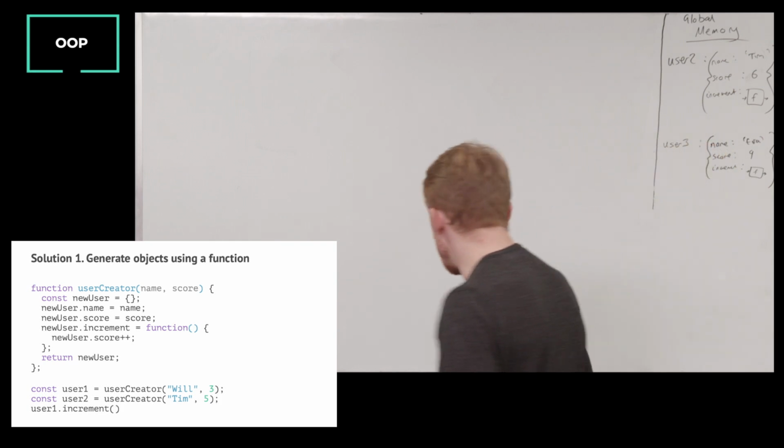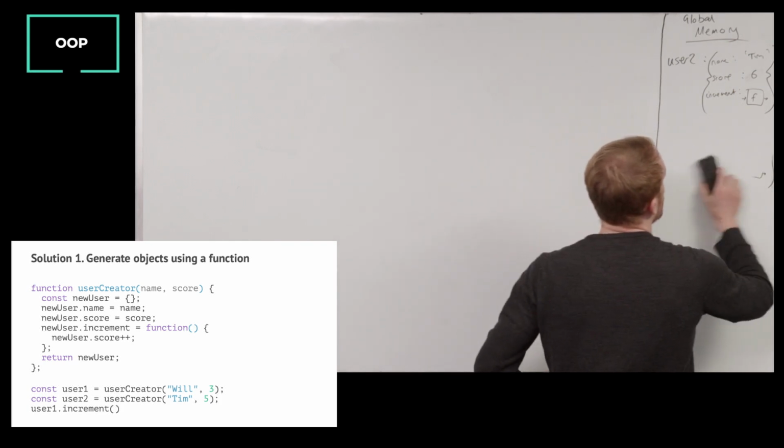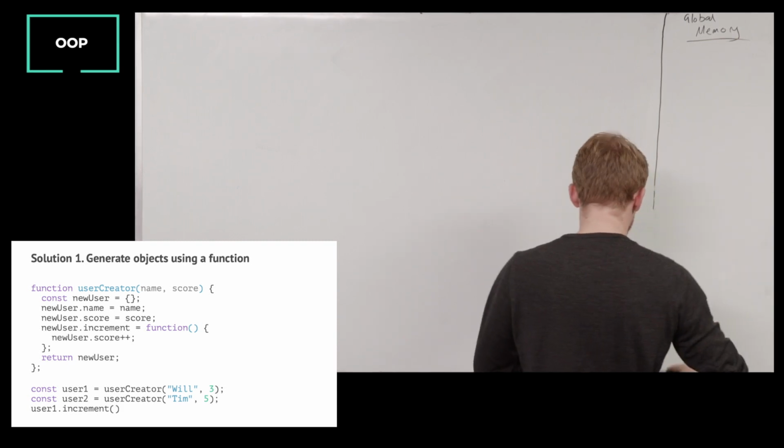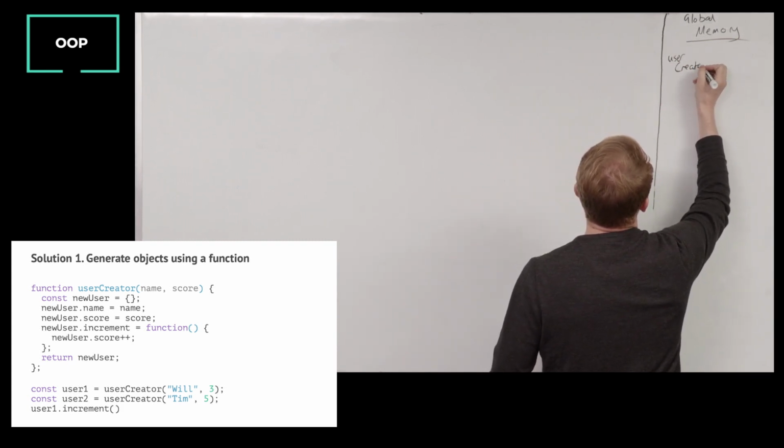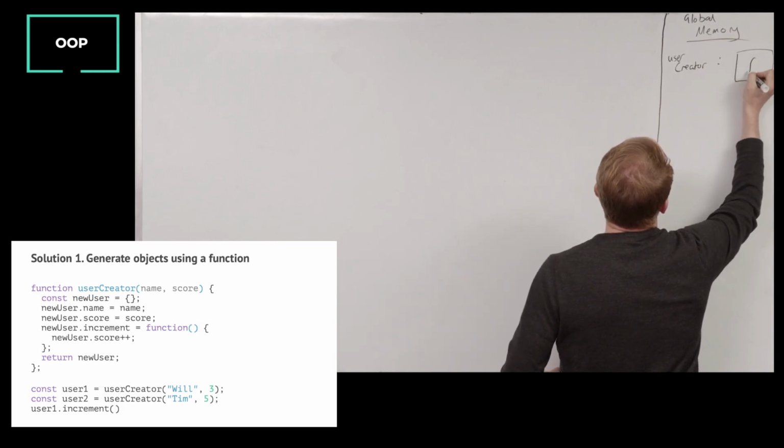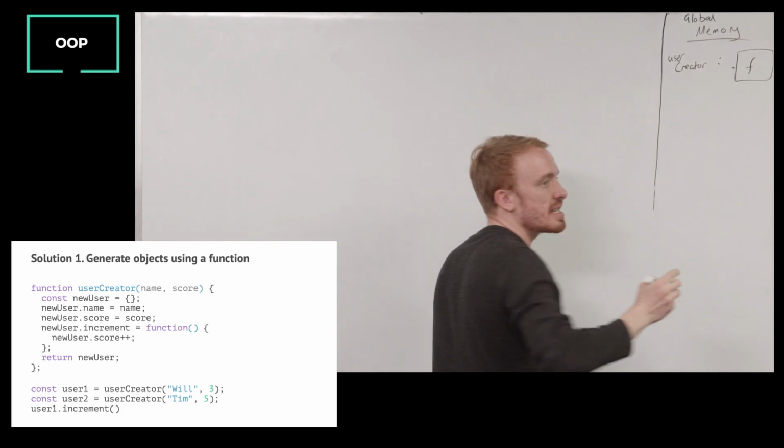Line 1, let's see it do its job. Skylar, what are we doing in line 1? So we're creating a function userCreator with the parameters name and score. Perfect, there it is, there's the function. Next line, Z.